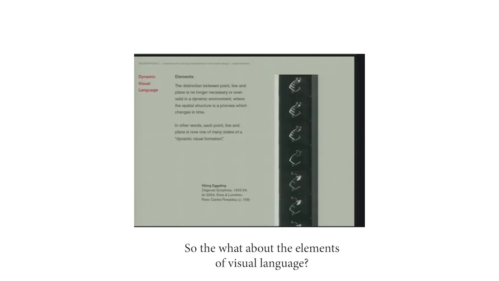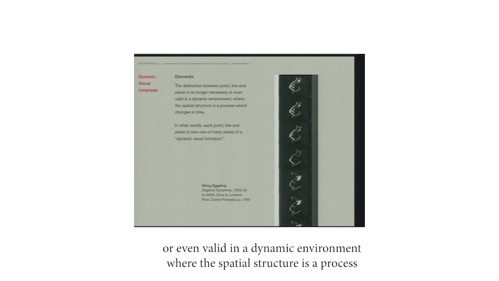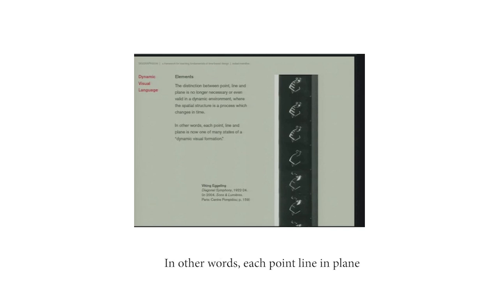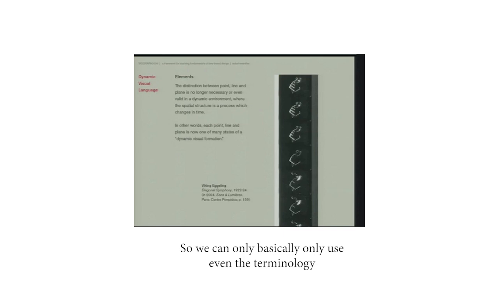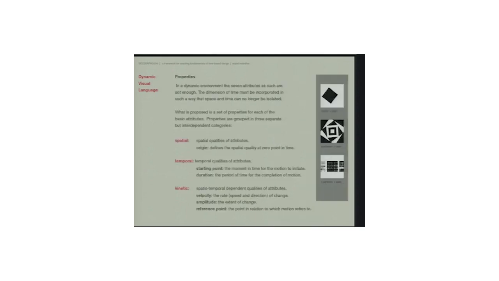So what about the elements of visual language? The distinction between point, line, plane, and volume is no longer necessary or even valid in a dynamic environment where the spatial structure is a process which changes in time. In other words, each point, line, and plane is now one of many states in a dynamic visual formation. So we can basically only use even the terminology if we're looking at frames individually and not at the movie as a whole. Again, just to illustrate this point, here is a strip from Eggeling's movie Diagonal Symphony from the early 20s.